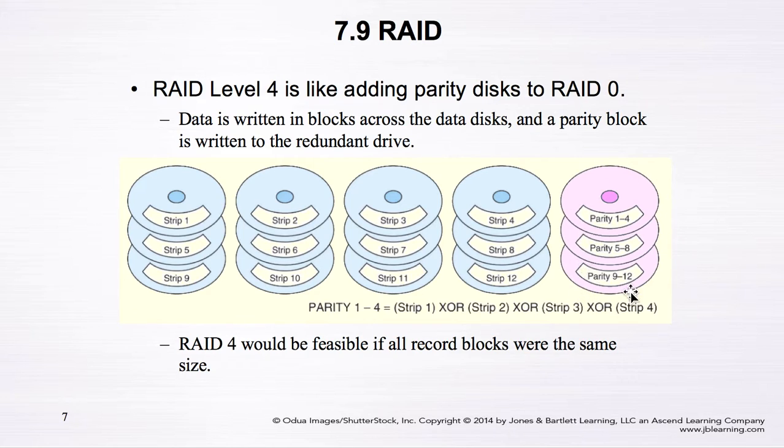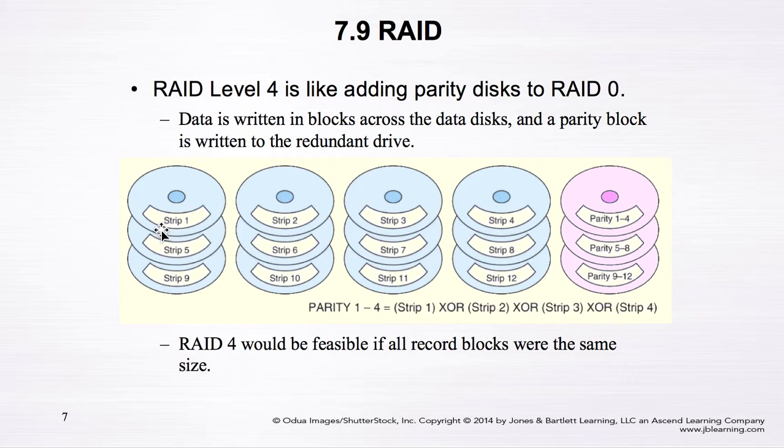So here is the redundant drive, and the parity for 1 to 4 is computed using the XOR operation of the data on drive 1, XOR with the data on drive 2, XOR with the data on drive 3 and drive 4, and we get the parity for 1 through 4. The same here, we can compute the parity for blocks 5 to 8 and so on. For example, if one of the drives crashes, we can use the information from the other drives to recover the information here. So it is similar to level 3, but now the parity is computed in terms of blocks instead of bit level as in level 3.